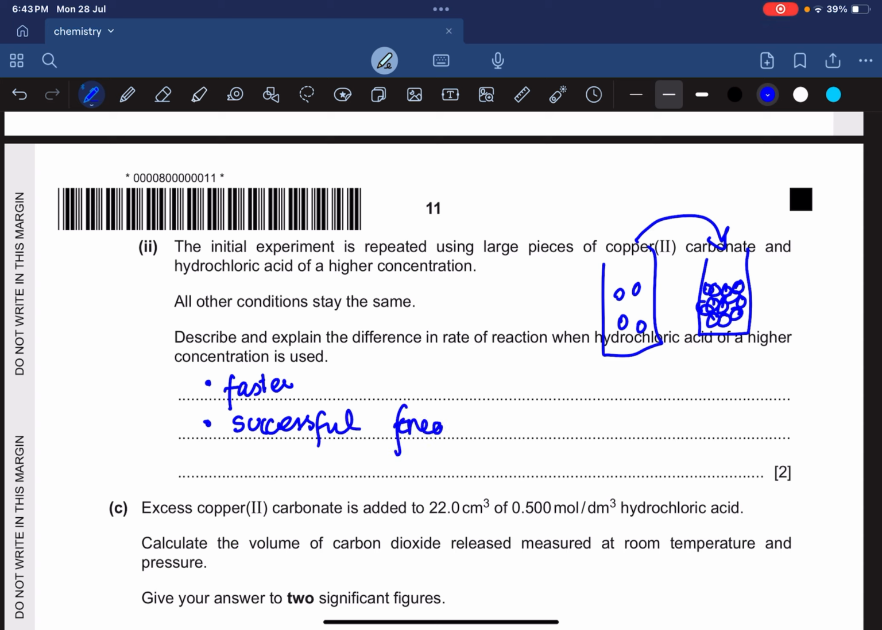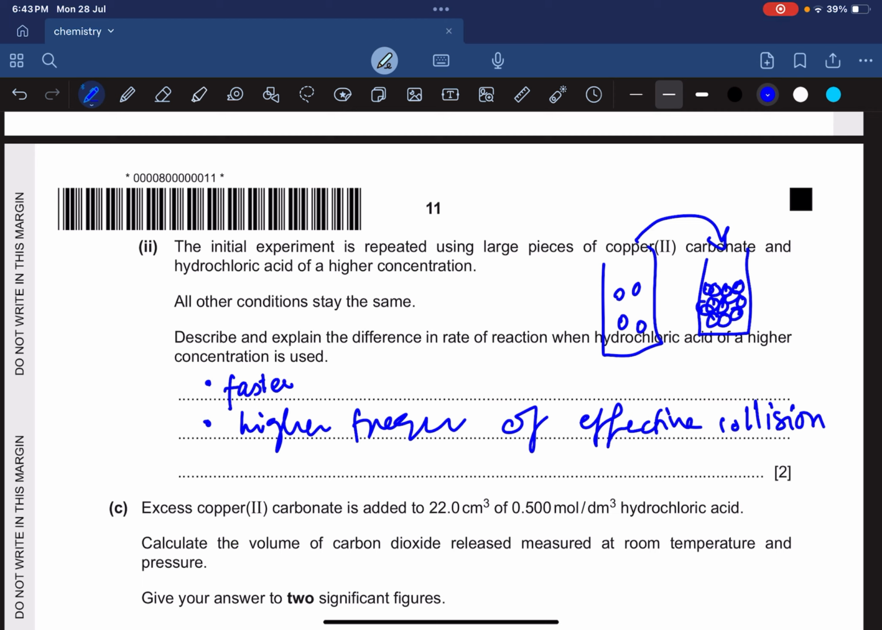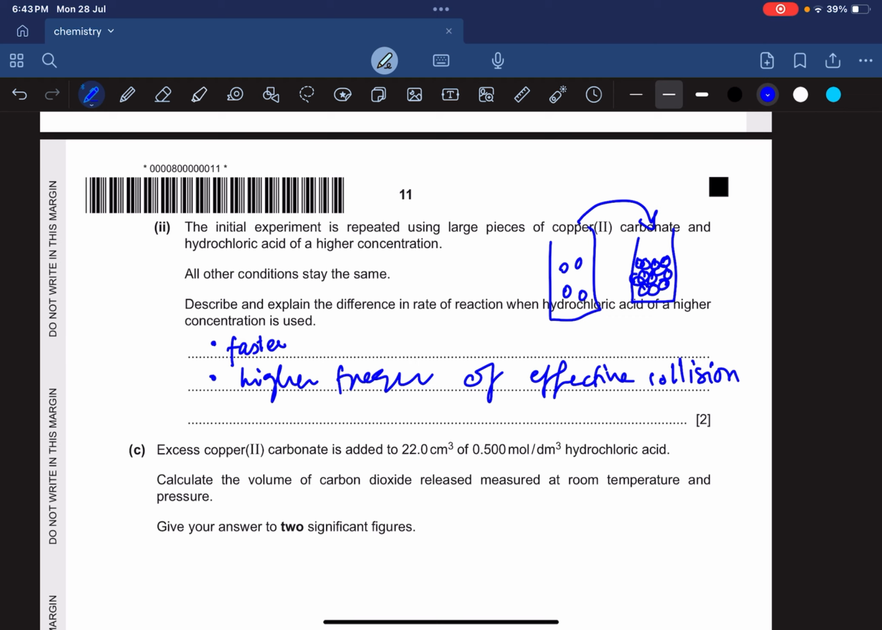Higher frequency of effective collisions. Effective collision means that the product is formed, because every time the reactants collide, the product is not formed. Only when the reactants collide with enough energy equal to the activation energy will the product be formed. You get it? Excess copper(II) carbonate is added to this hydrochloric acid.